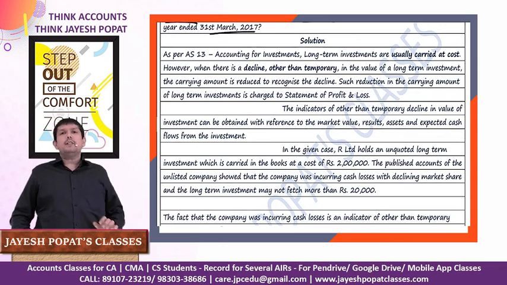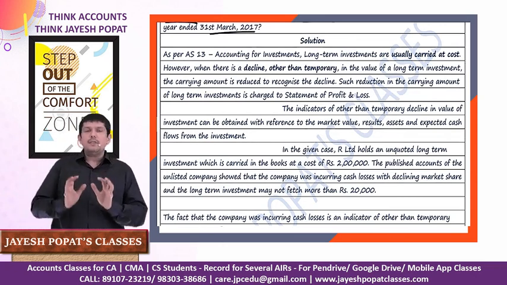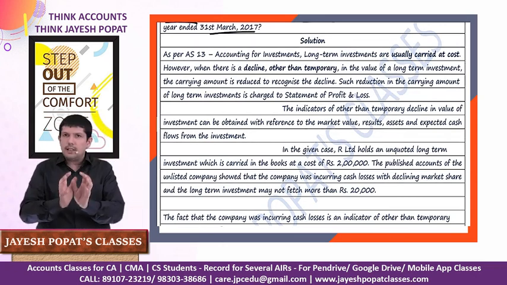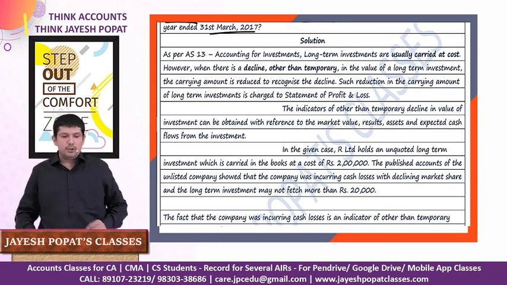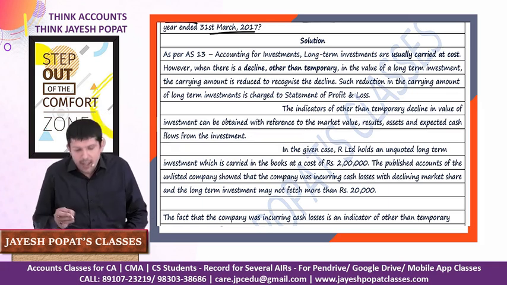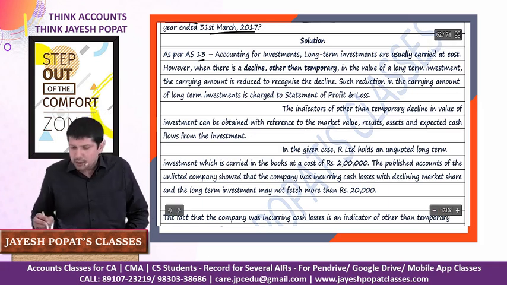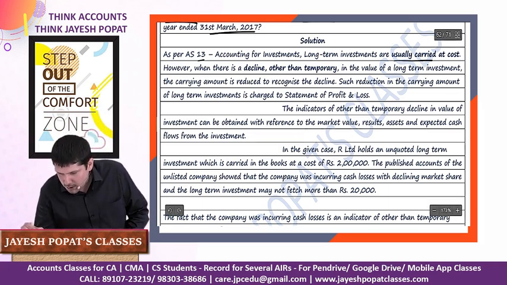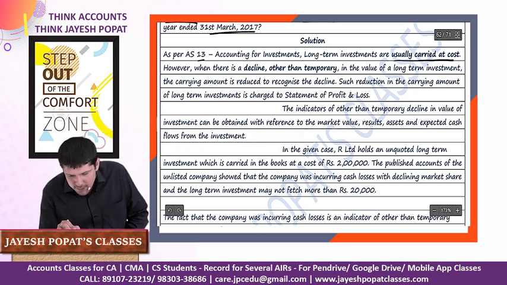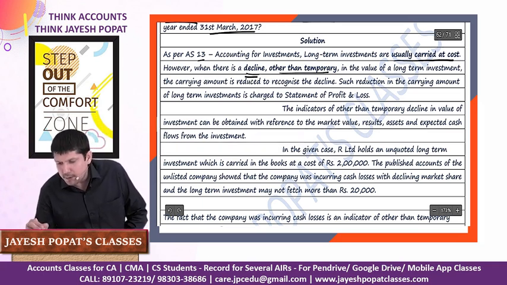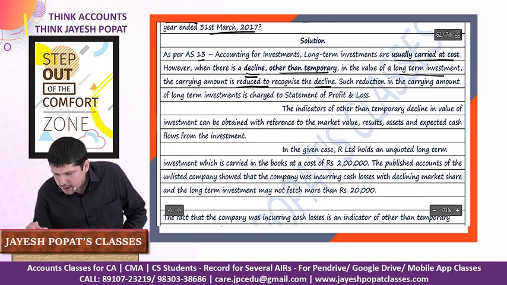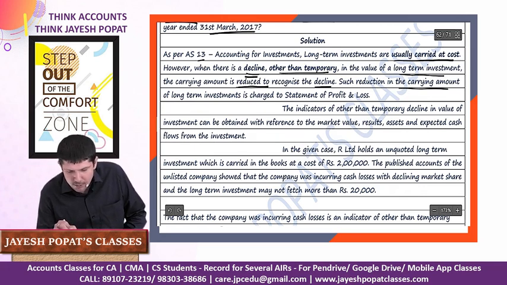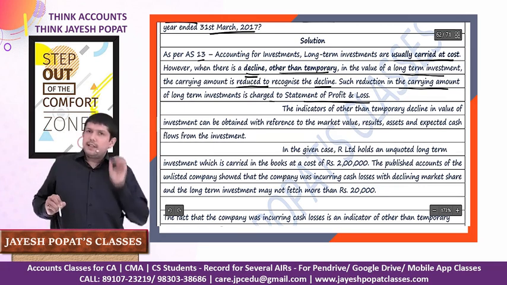Whenever we write an answer for an accounting standard, first we'll quote the relevant paras from the accounting standard, then we'll give our analysis of the case, and finally the conclusion paragraph. So I'll read it for you. As per Accounting Standard 13, long-term investments are usually carried at cost. However, where there is a decline other than temporary in the value of the long-term investment, the carrying amount is reduced to recognize the decline. Such reduction in carrying amount is charged to the statement of profit and loss.